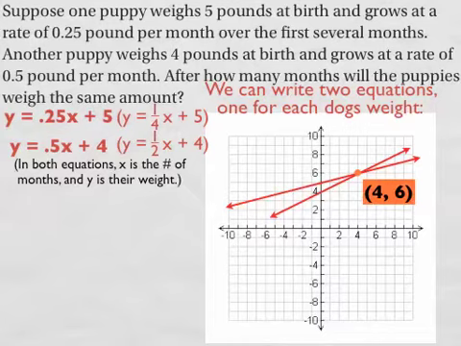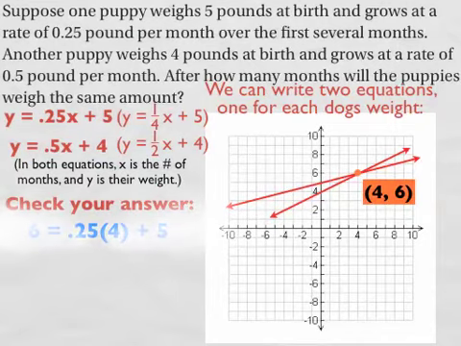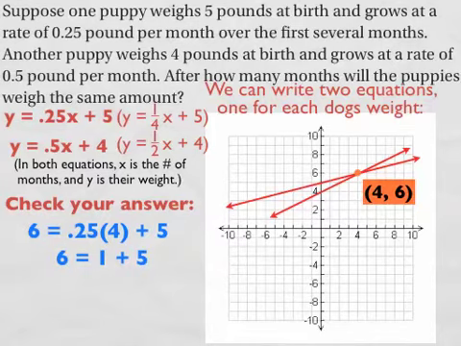Just like in the last example, I cannot say that this is my answer until I have proven it, which means I've plugged in those points for both of the equations that I began with. So to check my answer, I'm going to say 6 equals 0.25 times 4 plus 5. That would be plugging the numbers into the first equation. Well, 0.25 times 4, think about money. 0.25 would be a quarter. If you have 4 quarters, that's $1. So you have 6 equals 1 plus 5. Well, we all know that 1 plus 5 is 6. So 6 equals 6. That does work.